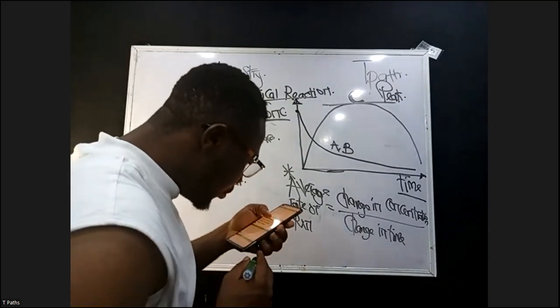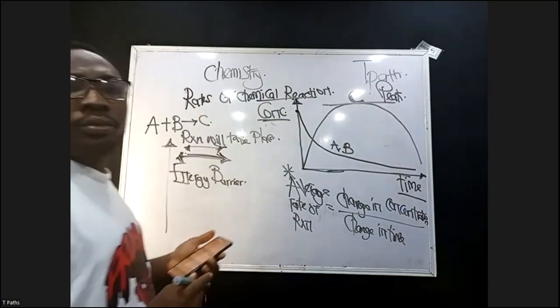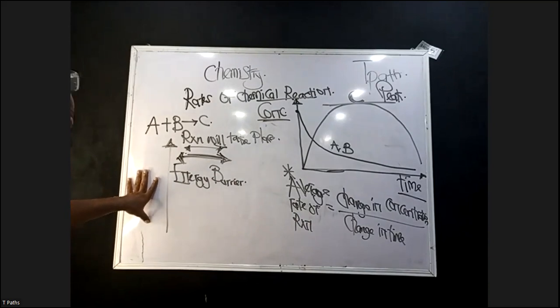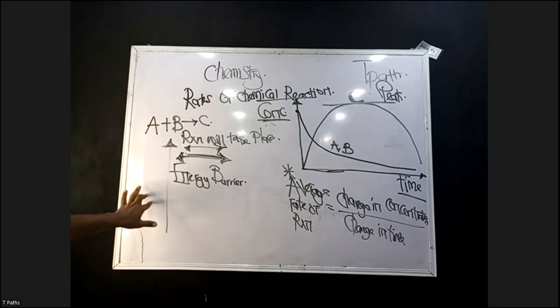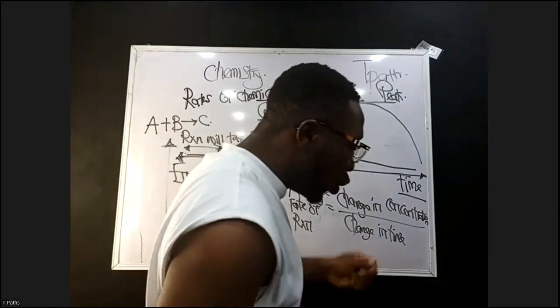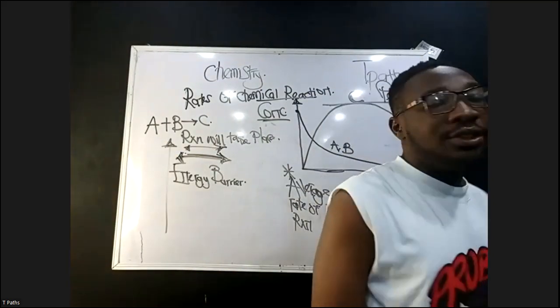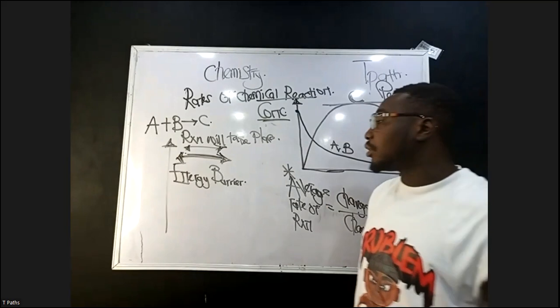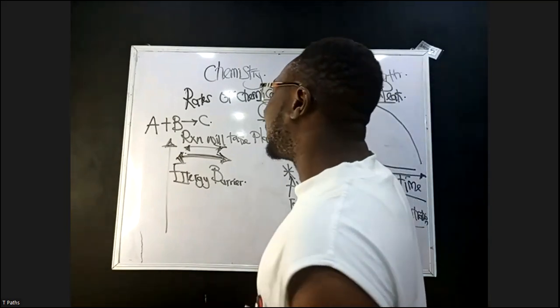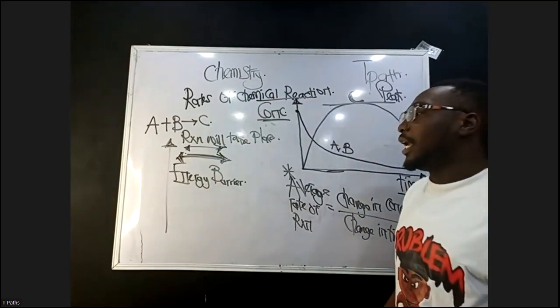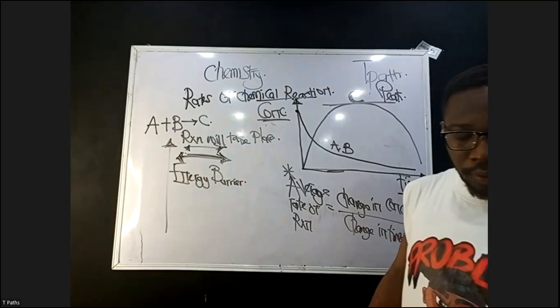Now, for this to happen, we believe that these particles must have a minimum amount of energy required to pass this energy barrier. Such energy is what is called activation energy. So activation energy is the minimum amount of energy required for a chemical reaction to take place. When that happens, we say that the reaction has taken place, because the particles have the minimum amount of energy.